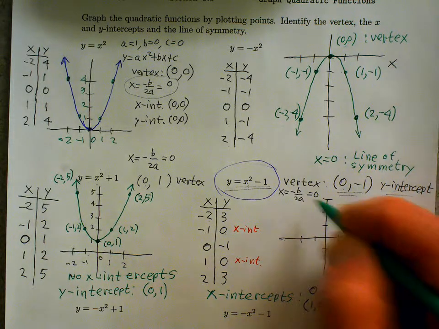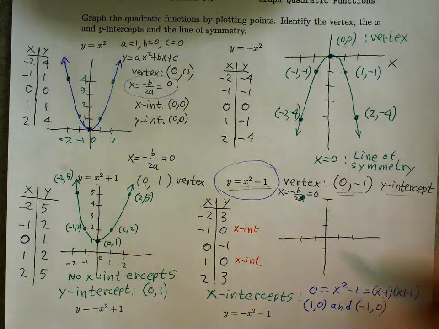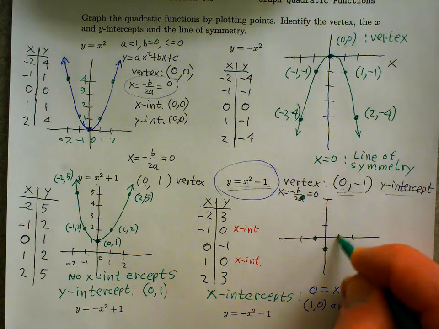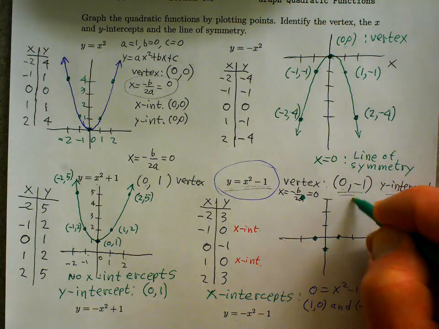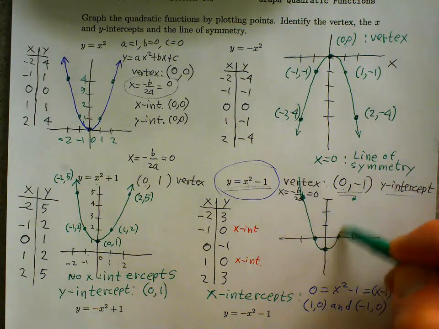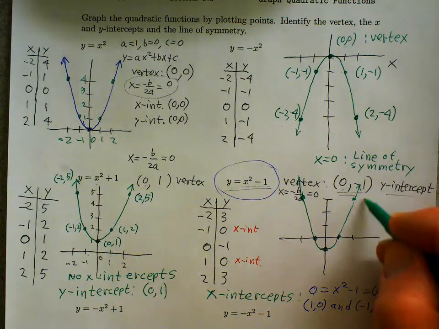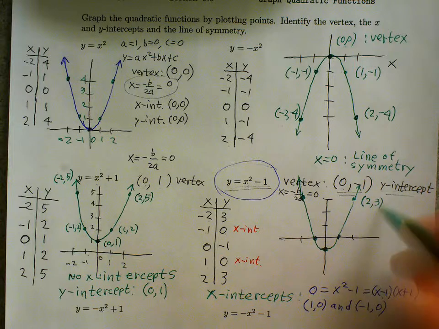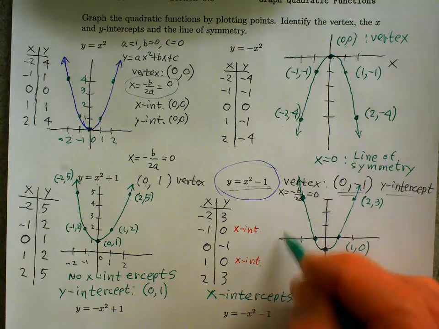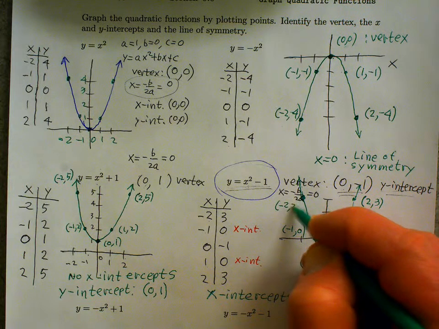Okay, so -2, 3, -1, 0, 0, -1, 1, 0, and 2, 3. So plot the ordered pairs 2, 3, 1, 0, 0, -1, -1, 0, and -2, 3.